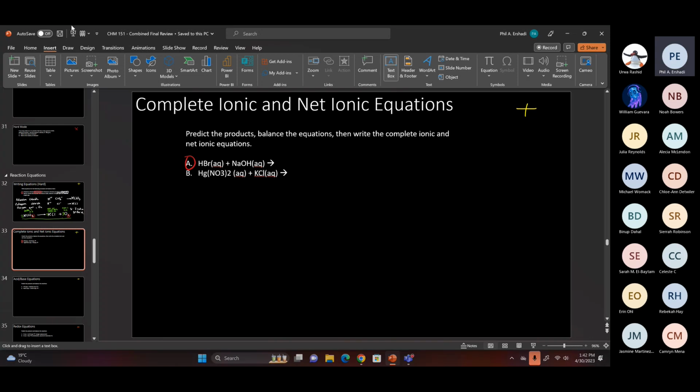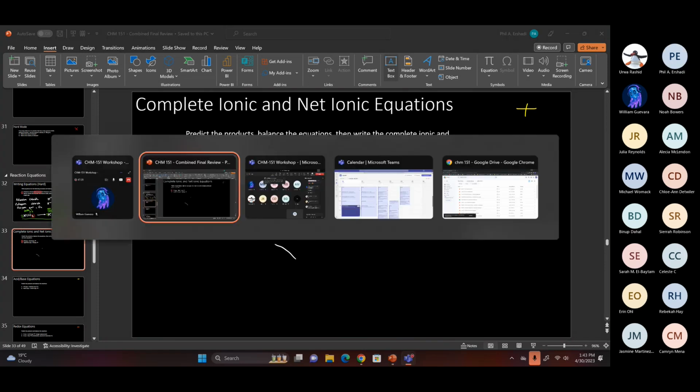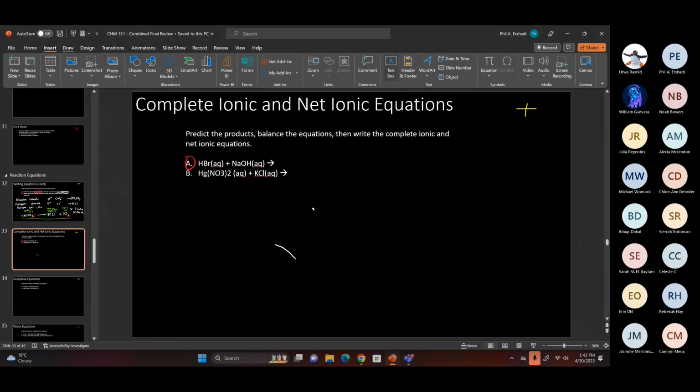We can get a text box. For some reason, it's not letting me do the text box. One second. I think PowerPoint froze up for some reason. I hope I don't have to restart PowerPoint. Let me try Alt-tabbing. There we go. It just froze up for a second. Yeah, PowerPoint's kind of giving me sass right now.